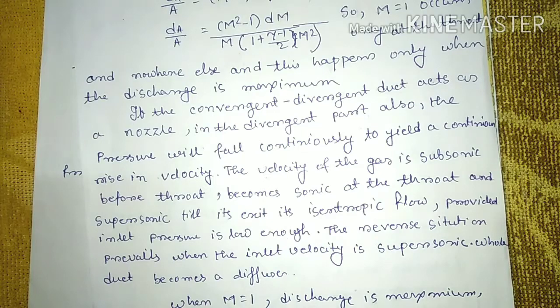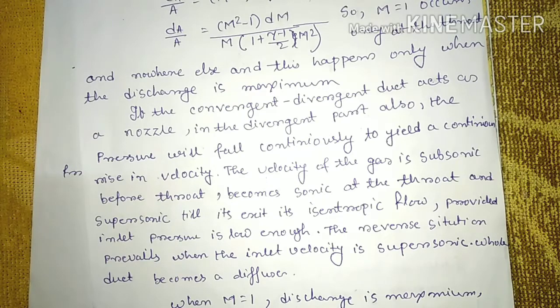Now, in all the cases, if you substitute the value of M equal to 1, we already proved that if M is equal to 1, then it is only possible that the mass flow rate is maximum, because we already studied that the critical properties are choked in an isentropic flow. So for choked flow, that particular type of flow, the discharge will be maximum at a particular location.